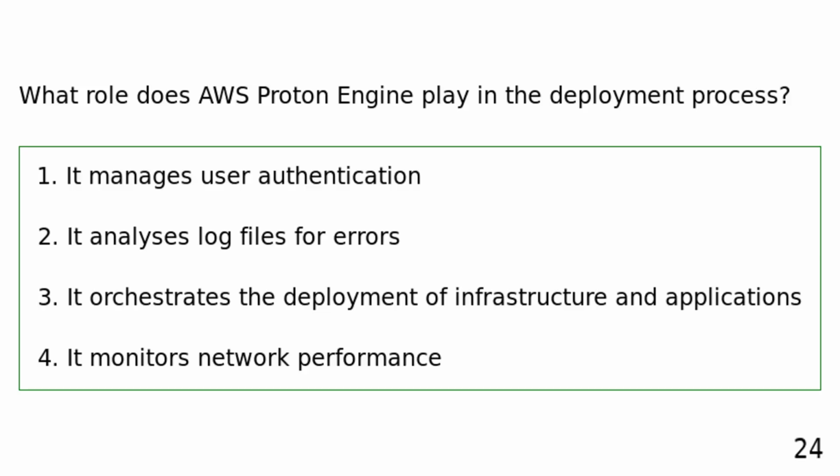What role does AWS Proton Engine play in the deployment process? It manages user authentication. It analyzes log files for errors. It orchestrates the deployment of infrastructure and applications. It monitors network performance.